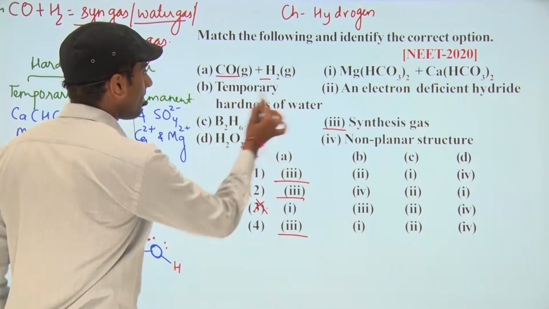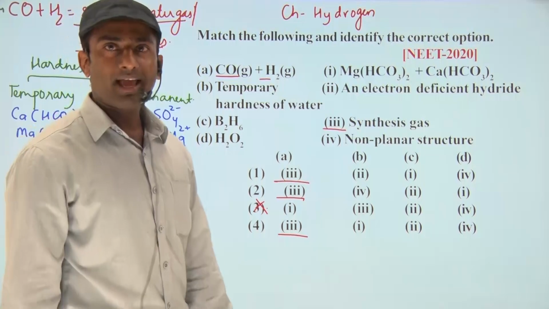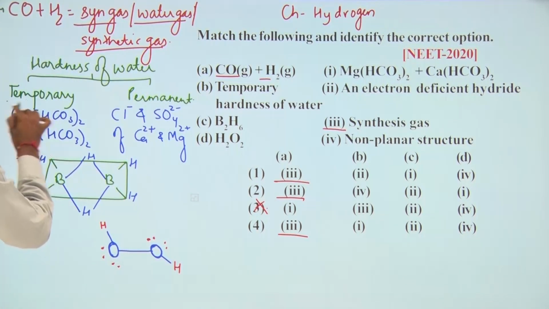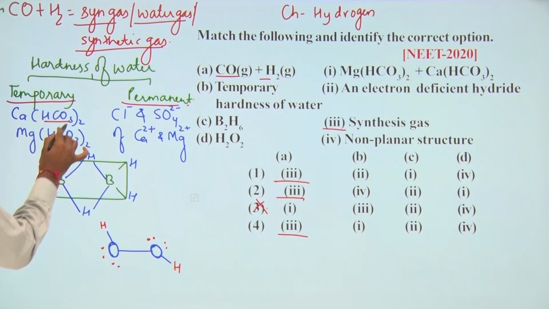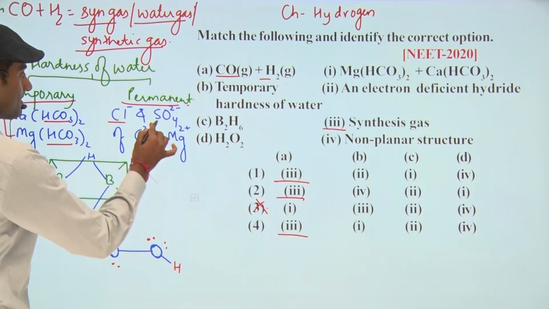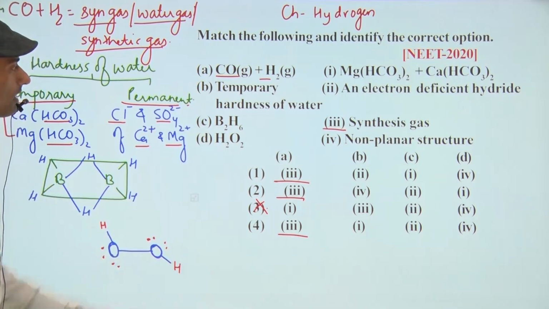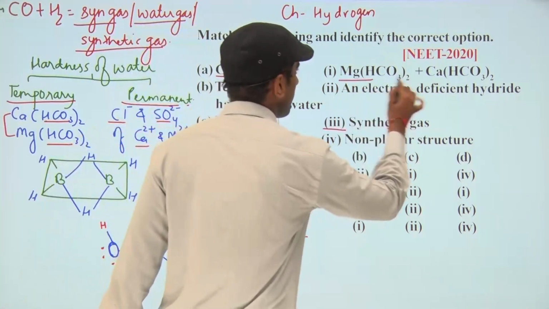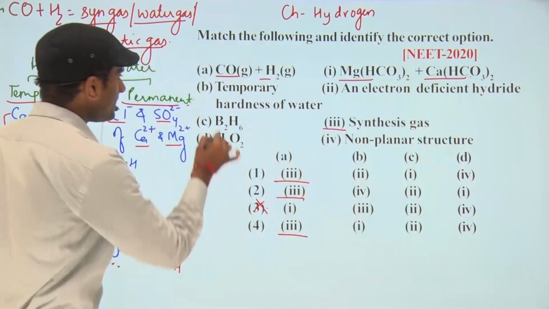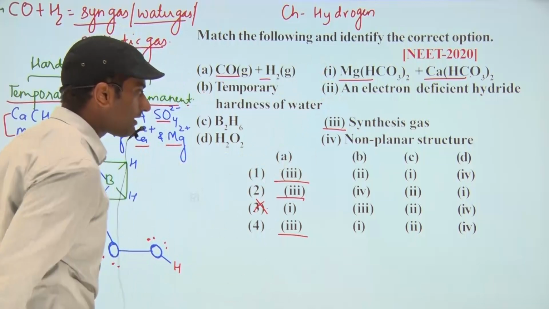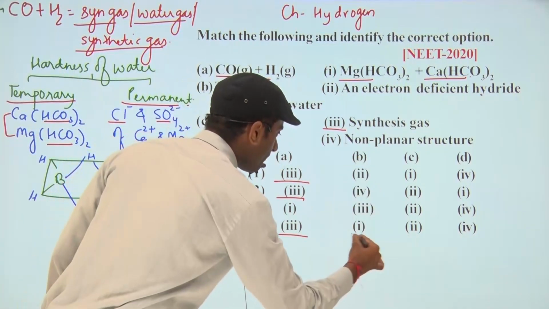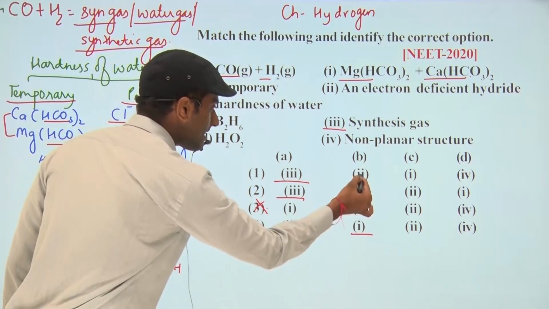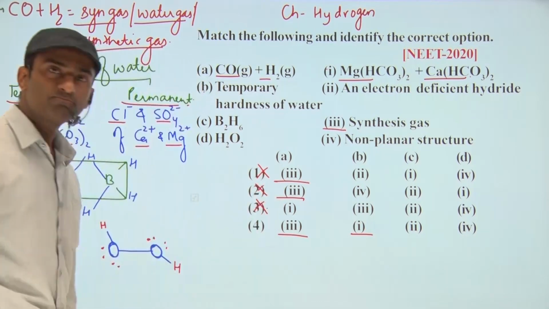Next, temporary hardness of water. Water can be hard, and hardness is of two types, temporary and permanent. Temporary hardness is caused by the bicarbonates of calcium and magnesium, while permanent hardness is caused by the chlorides and sulfates of calcium and magnesium. Right now it is asking about temporary hardness, so obviously we can say magnesium and calcium bicarbonate. It means for B, the first option is going to be correct here. B second and B4 are not possible here.